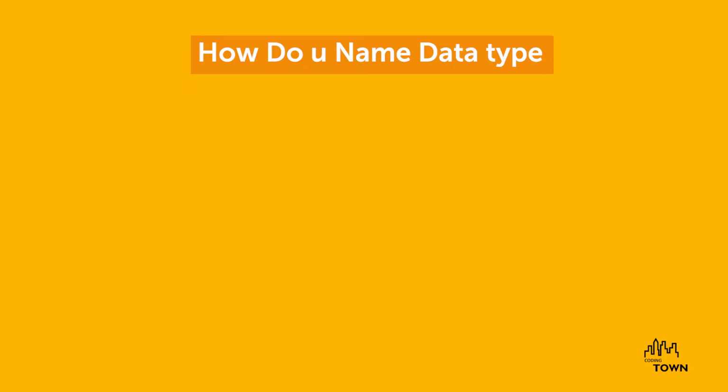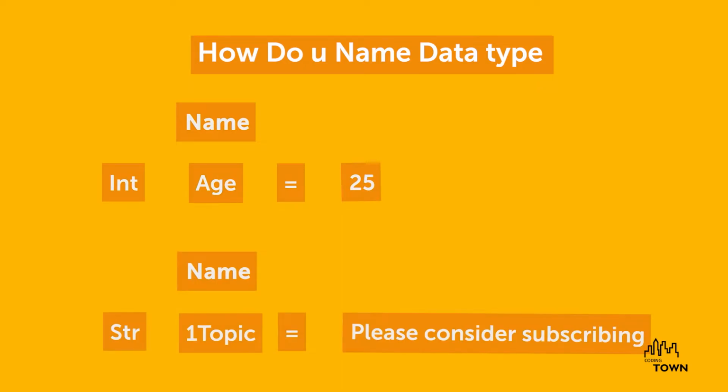How do you name a data type? As we have discussed earlier, you name your data type by initializing it by saying its type first, like integer. I want to store a number value in that, with a name of age, and after that I actually provide the value that I want to save in that data type. So this is how you name your data types whenever you are defining something.